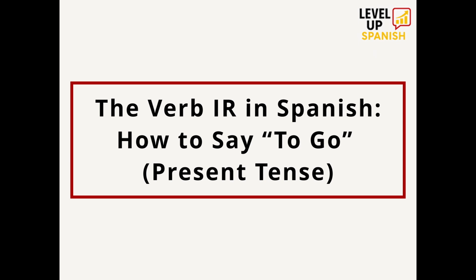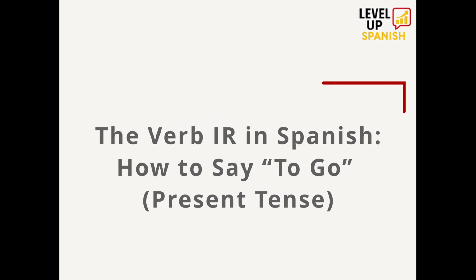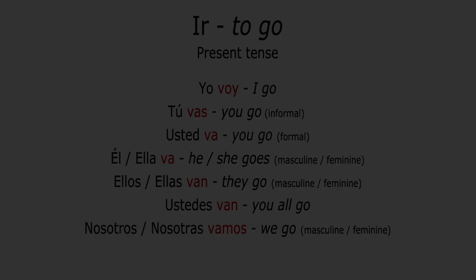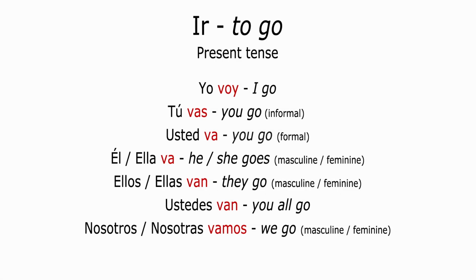The present tense forms are voy, vas, va, vamos, and van. Let's explore how to use them in real sentences. The verb ir changes depending on the person we're talking about. Here is a list of its present tense forms based on who is doing the action.